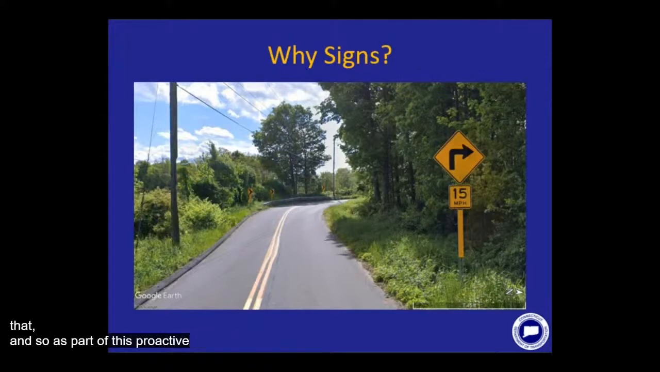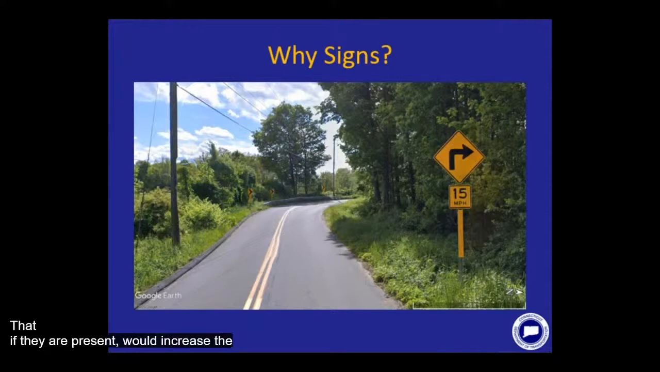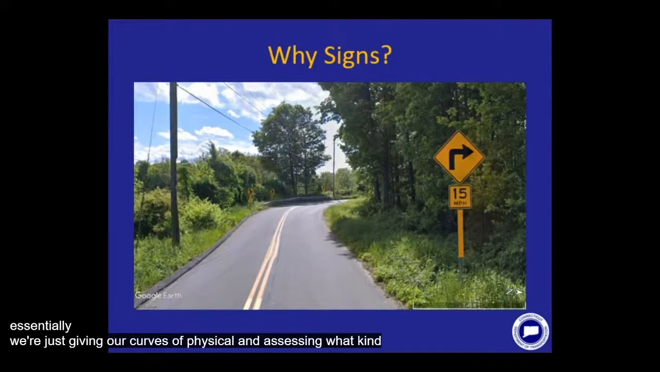And so as part of this proactive approach, we identify risk factors at each curve location in Connecticut that, if present, would increase the likelihood of a crash occurring there. So think of it as essentially giving our curves a physical and assessing what kind of treatments are needed to lower the risk of something bad, such as a crash, from happening there, based off of the risk factors that we identify at these locations.